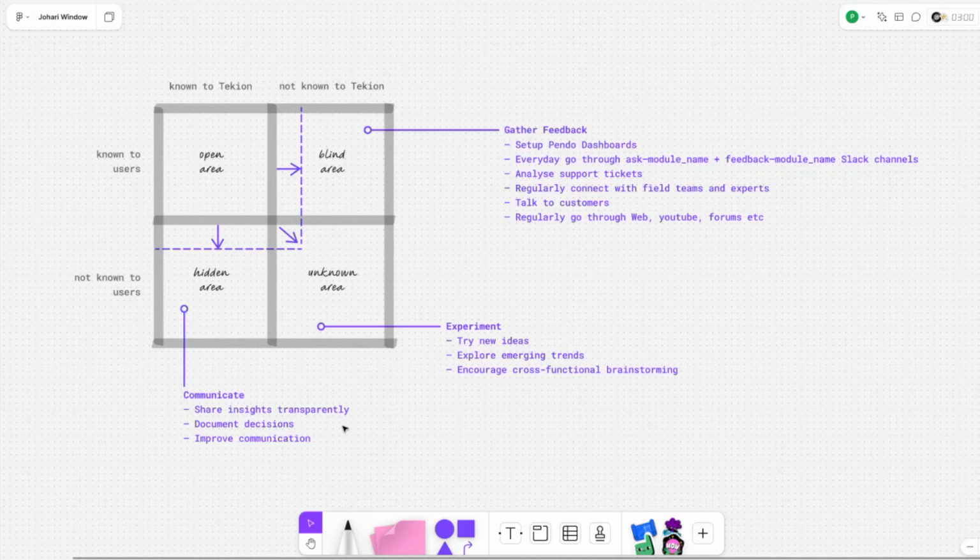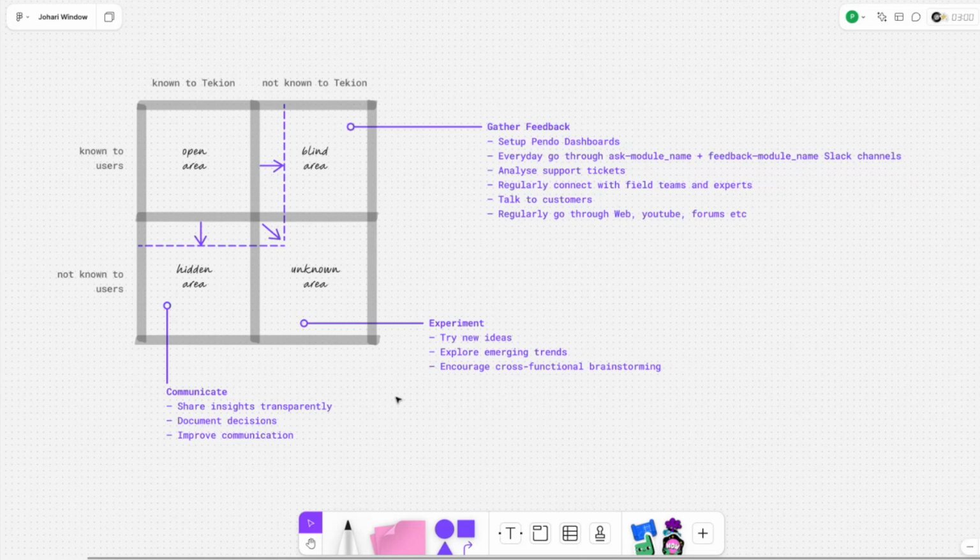Unknown area: experiment more, try new ideas, explore emerging trends, encourage cross-functional brainstorming. I think the AI initiative that we have going on is a super good idea, right? I always feel excited about it, because we are usually doing our tickets, our roadmap, but this is one where you are really going for, I just want to innovate. I just don't want to have any practical constraints. Let me just experiment. And it can lead to some really cool things. So keep experimenting, forcefully experiment, right?